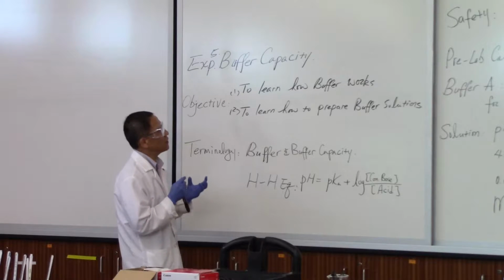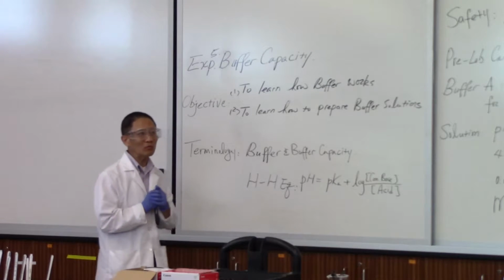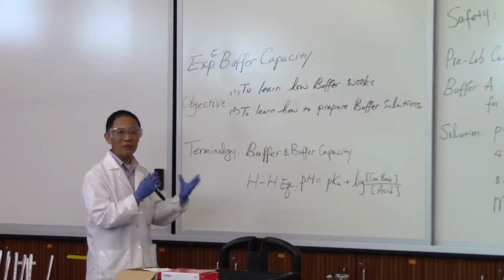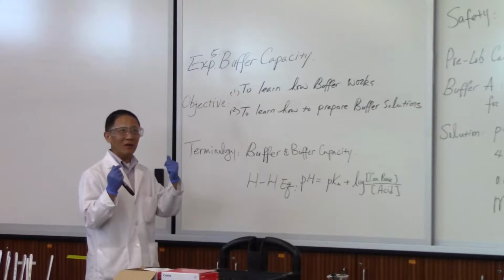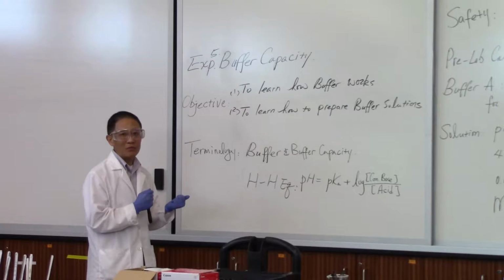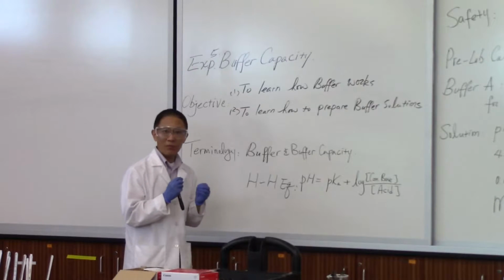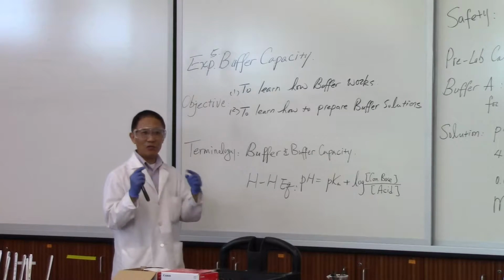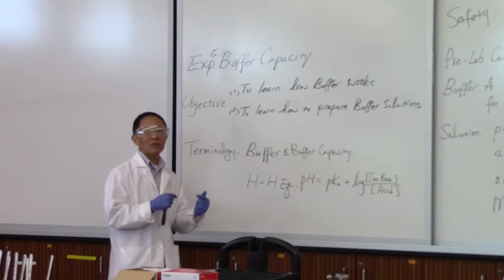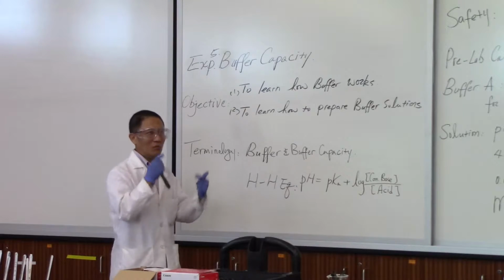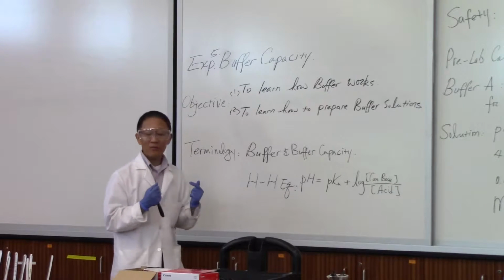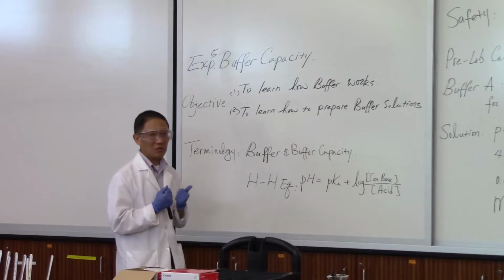Now, when we try to figure out how a buffer works, we will do a series of experiments. We prepare a buffer solution, we add sodium hydroxide to that buffer solution, and we also do a comparison by adding sodium hydroxide to water without the buffer. So we will try to compare the pH change in those two different situations.